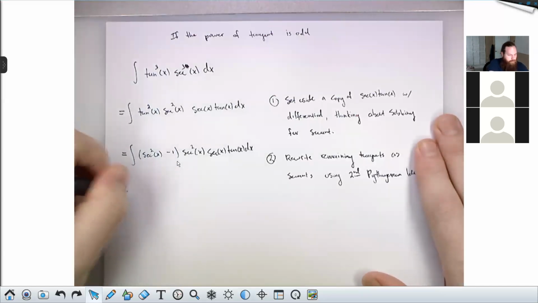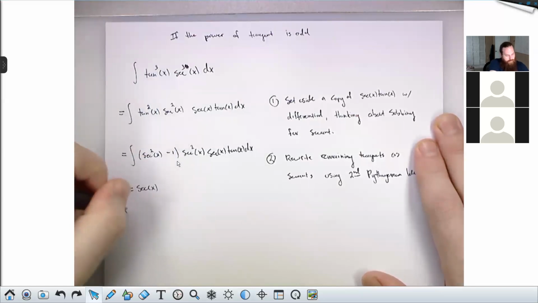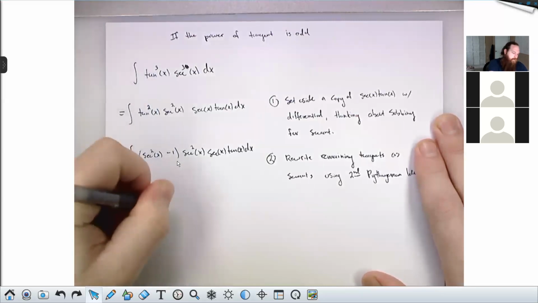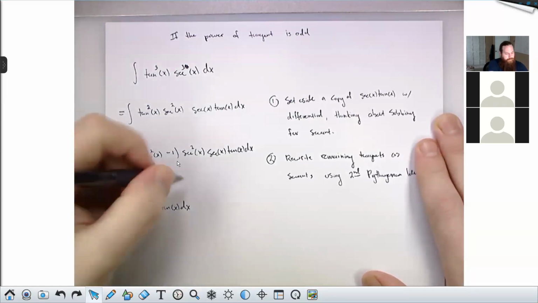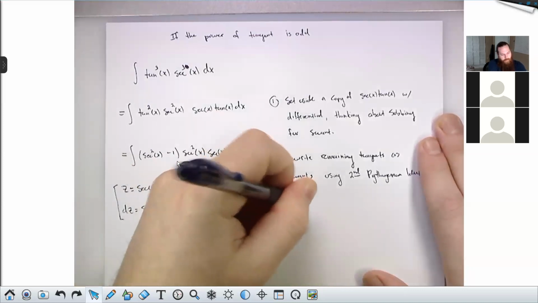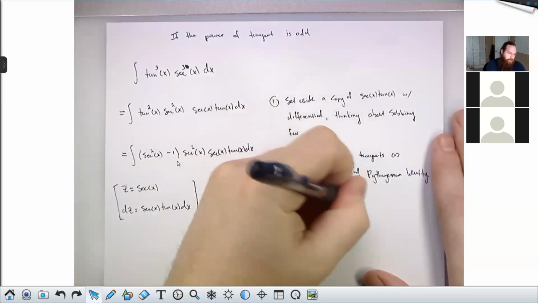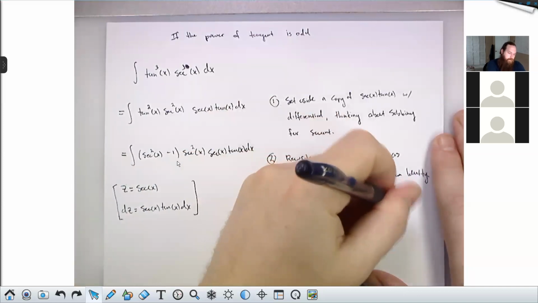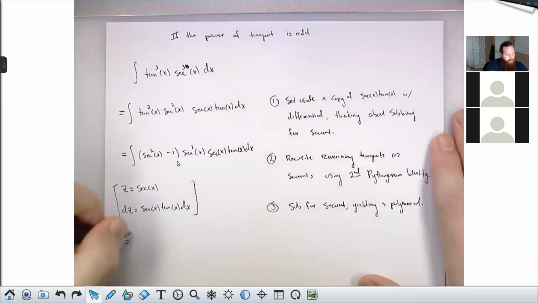Now we're going to sub z equals secant x. dz then is secant x times tangent x dx. So your third step here is to sub for secant. This will always yield a polynomial. And again, polynomials are easy to integrate.